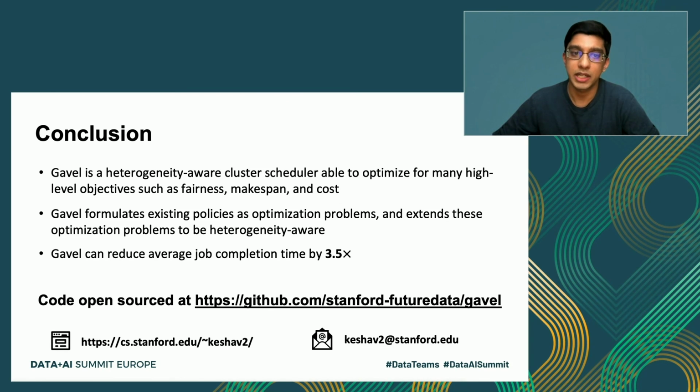So in conclusion, Gavel is a heterogeneity-aware cluster scheduler that's able to optimize for many high-level objectives such as fairness, makespan, and cost. Gavel formulates existing policies as optimization problems and extends these problems to be heterogeneity-aware. And Gavel can reduce metrics such as average job completion time by up to 3.5x.